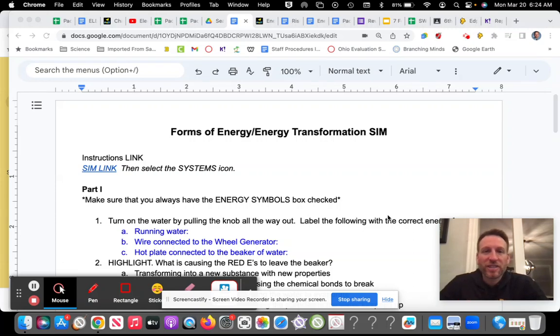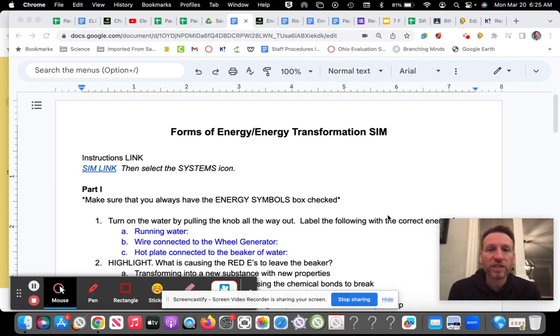Hey, sixth graders. In this video, we're going to go through another sim lab, this time on the forms of energy. As we went around and did the stations in our room, we're going to focus a little bit on 5 of those forms today in this sim lab. So let's go ahead and get started.